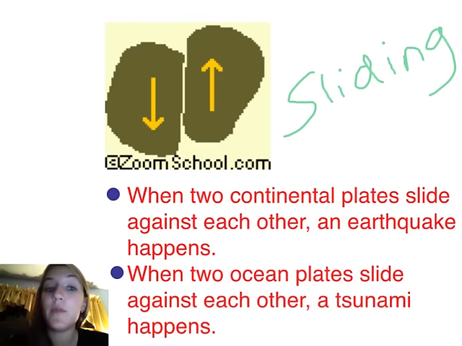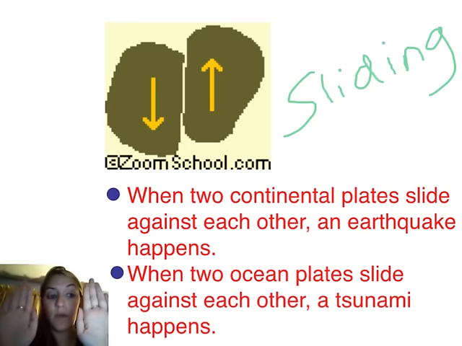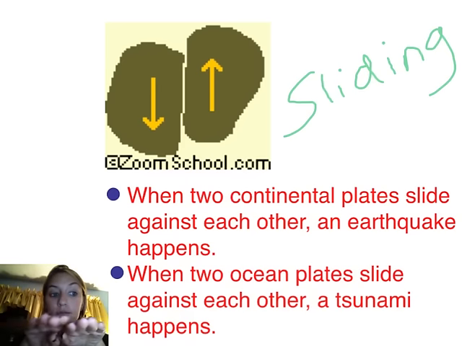So the last type of plate movement that you need to know about is called sliding plates, and that is when two plates slide against each other. And it can happen between two continental plates or two ocean plates, and depending on which is the pairing, different things happen on the Earth's surface. When two continental plates slide against each other, the movement of the plates creates an earthquake on the Earth's surface. When two ocean plates slide against each other, it's the same movement, but that creates an underwater earthquake.